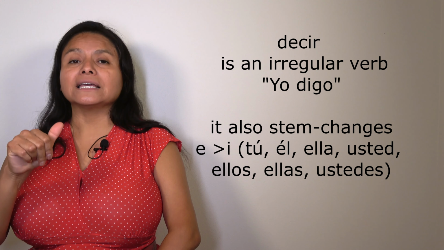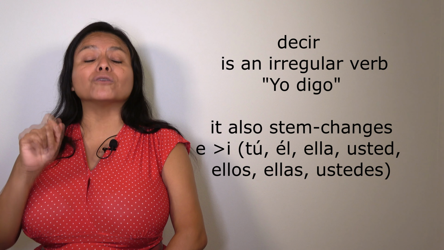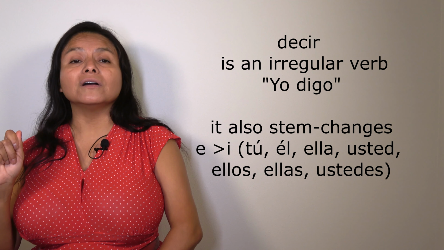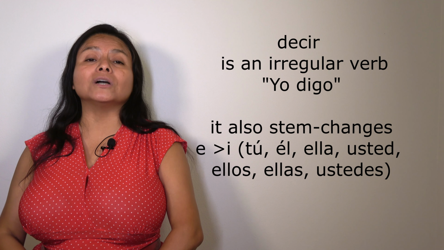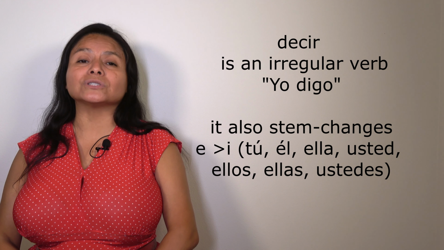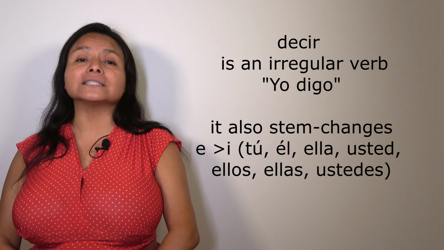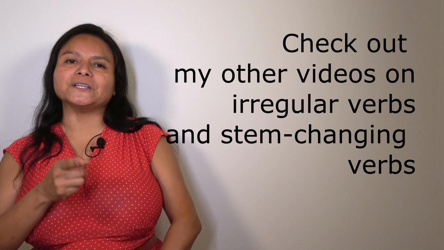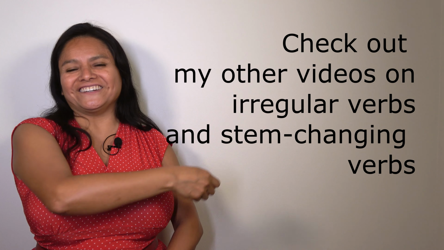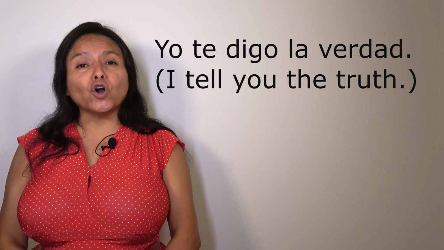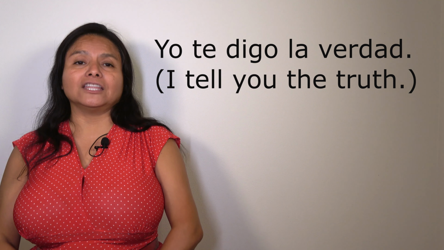So if you notice, decir is two things. It's an irregular verb in the yo form, yo digo, and it's a stem change for the other ones, tú, él, ella, usted, ellos, ellas, ustedes, but it will not stem change for nosotros. If you want to remember the other lesson about stem changing verbs, please check out this other video.